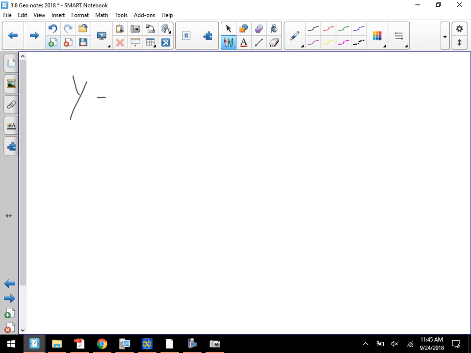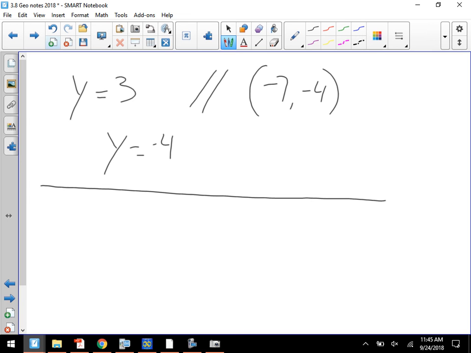Same thing goes for this. If I have y equals 3, and I want a parallel line through the point -7, -4, what kind of line is y equals 3? Horizontal. What kind of lines are parallel to horizontal lines? Other horizontal lines. The equation is y equals a number. What is y equal? Okay, what about this one?